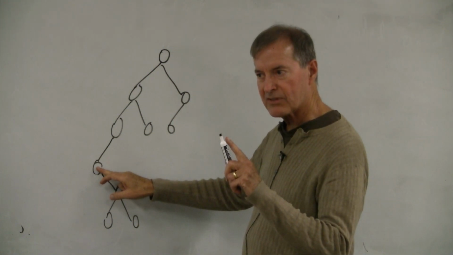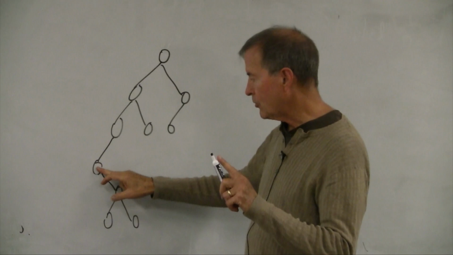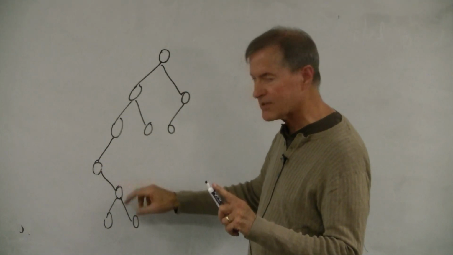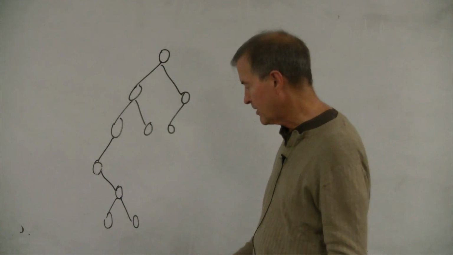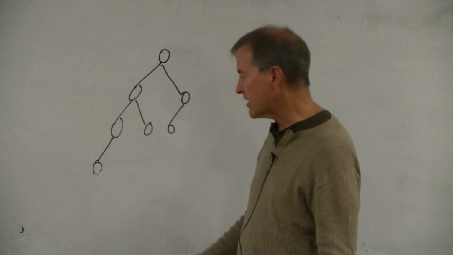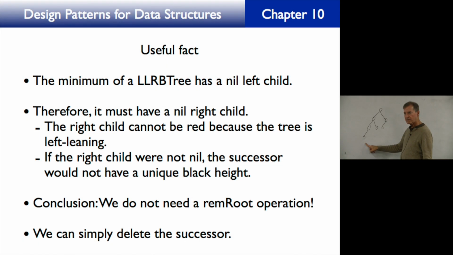But if the black height of this is 1, this must be nil, because if it weren't, it would be 1 plus the extra 1 at the nil at the bottom. So therefore, look, it has to be just like this, the minimum. It can't have a left child or a right child. It has to have a nil left child and a nil right child. Is everybody clear on that?